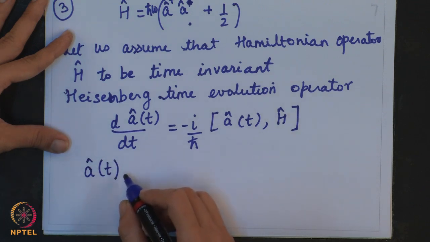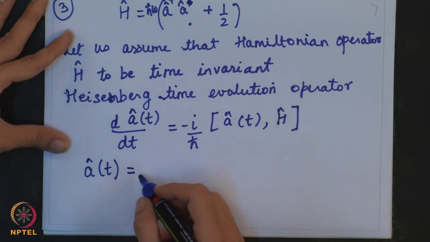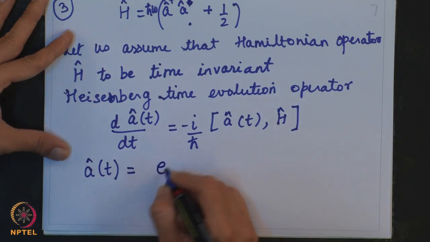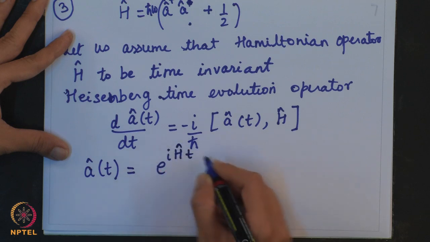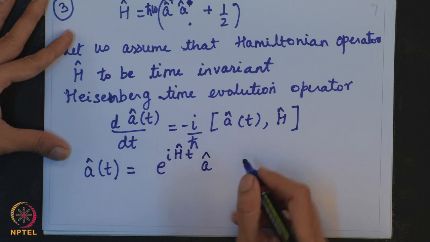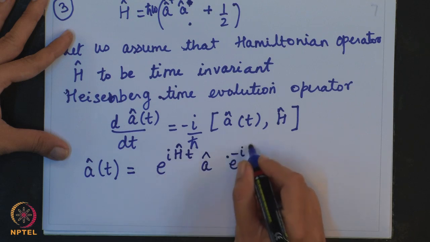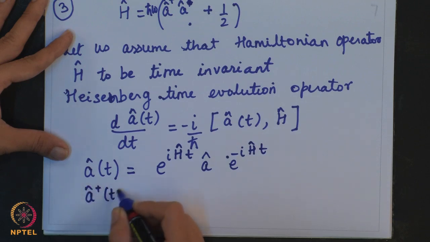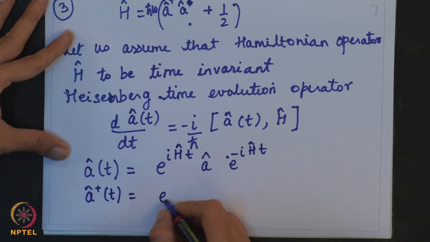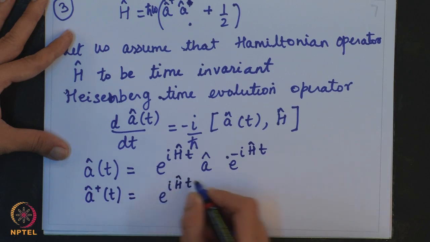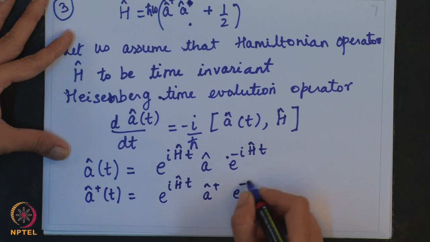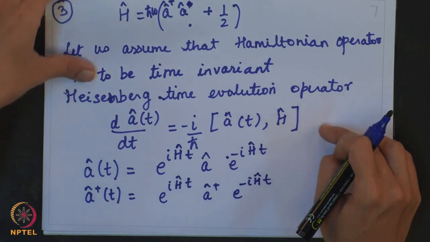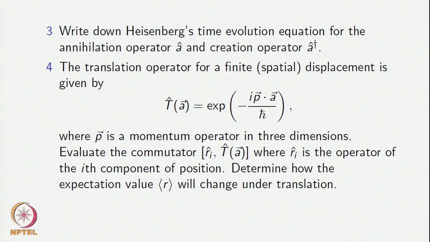what is operator A(t)? So, when you go from Schrodinger picture to Heisenberg picture, how would the operator evolve? It would be e raised to i H t, operator A, which is time independent, e raised to minus i H t. Similarly, what will be A dagger(t)? It would be e raised to i H t A dagger e raised to minus i H t. Okay. So, we are going to use this definition in writing the Heisenberg time evolution operator.